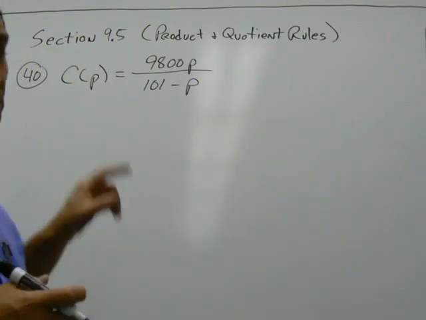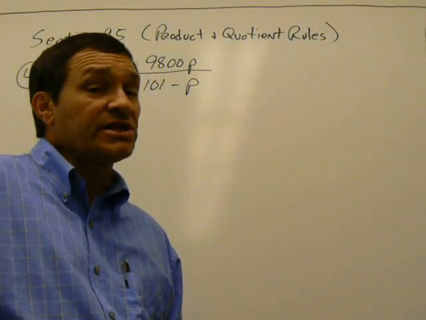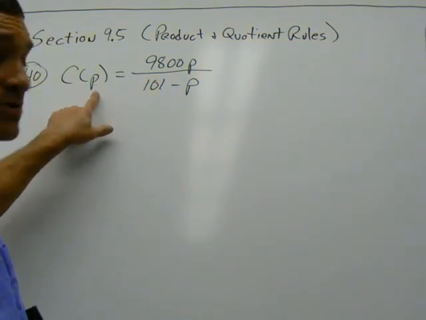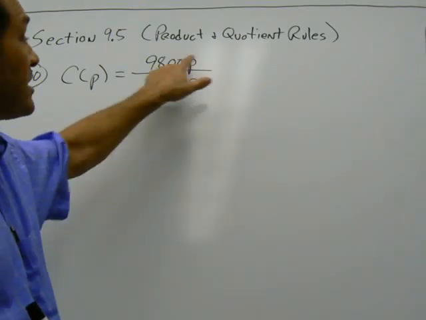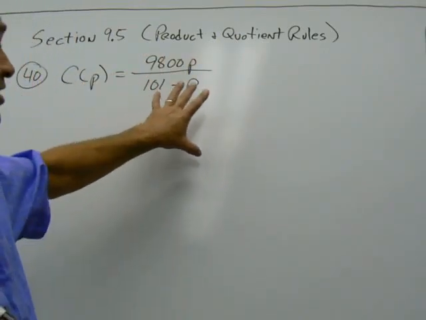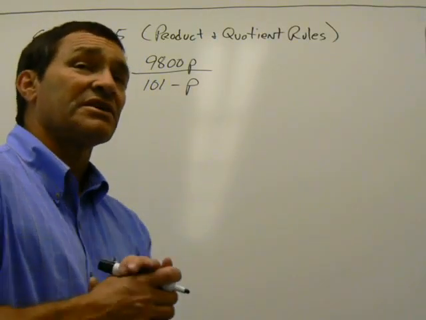If you were to ask yourself the question, what would it cost me to not remove anything? The common sense answer would be 0. And sure enough, if you let P equal 0% in this problem, 0 times 9800 would be 0 over 101 would be $0.